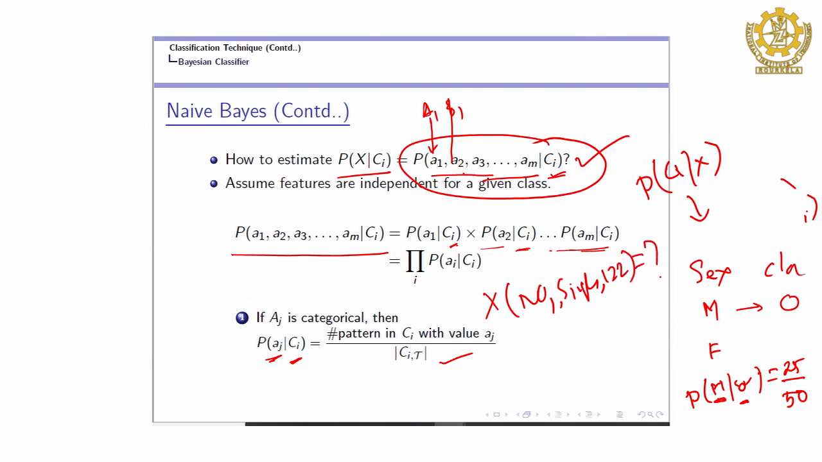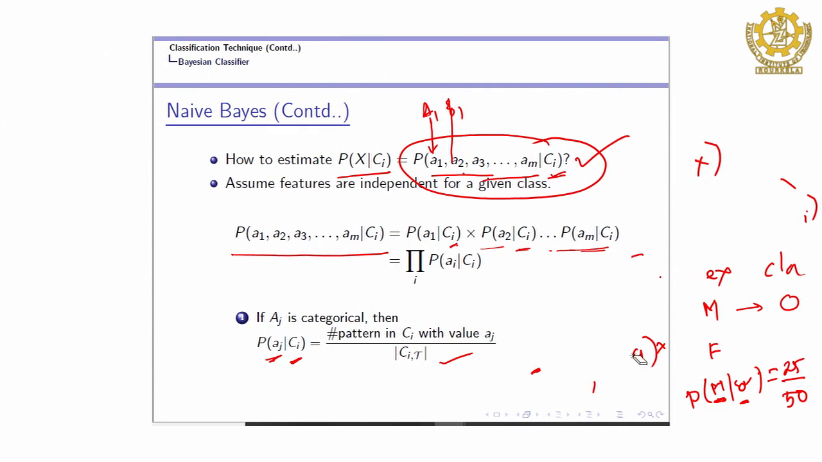First, what is the task? You have to consider the probability of x given class C1. So, x is what? X is no. What you have to compute is the probability of no given class C1 and the probability of single given class C1. Then you multiply them all.